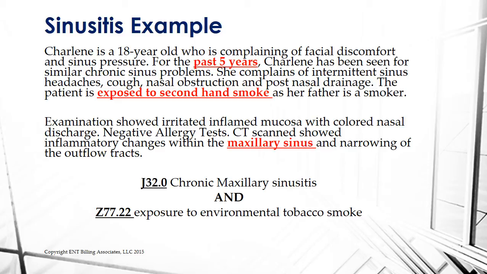Secondly, the note covers the contributing factors, saying that the patient was exposed to secondhand smoke from her father. Lastly, in the examination portion of the note, it specifically states that the CT scan showed inflammatory changes within the maxillary sinus, thus specifying the location of the sinusitis. Because we have all that detail, we can then derive the code J32.0, which is indicative of chronic maxillary sinusitis. Also note we have that second code to identify the smoke exposure, so the Z77.22, which says the exposure to environmental tobacco smoke.